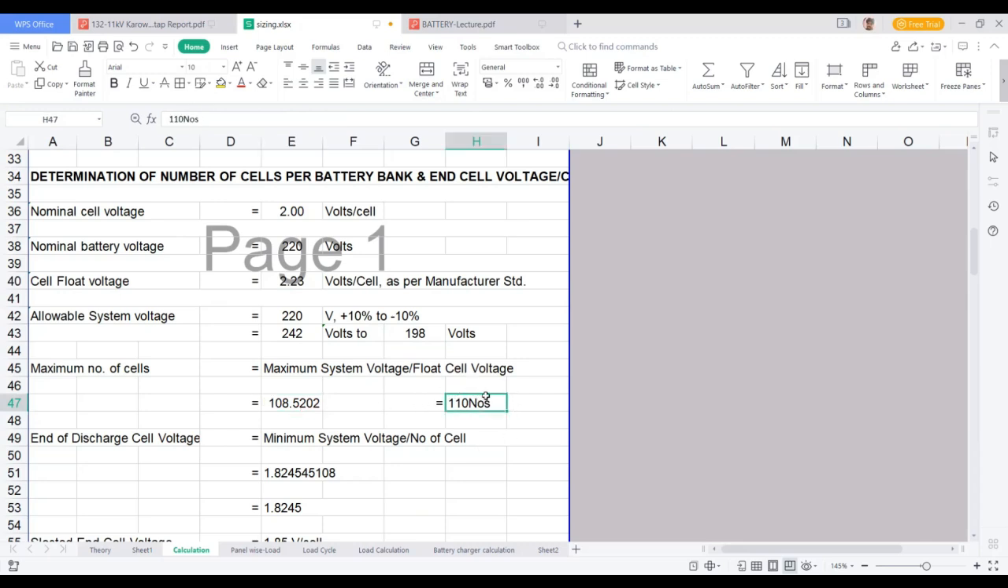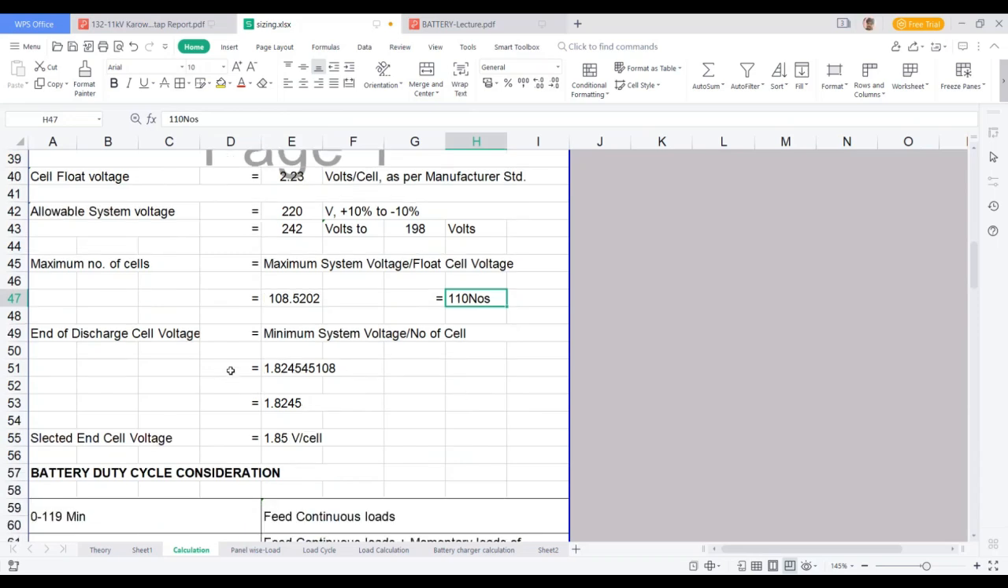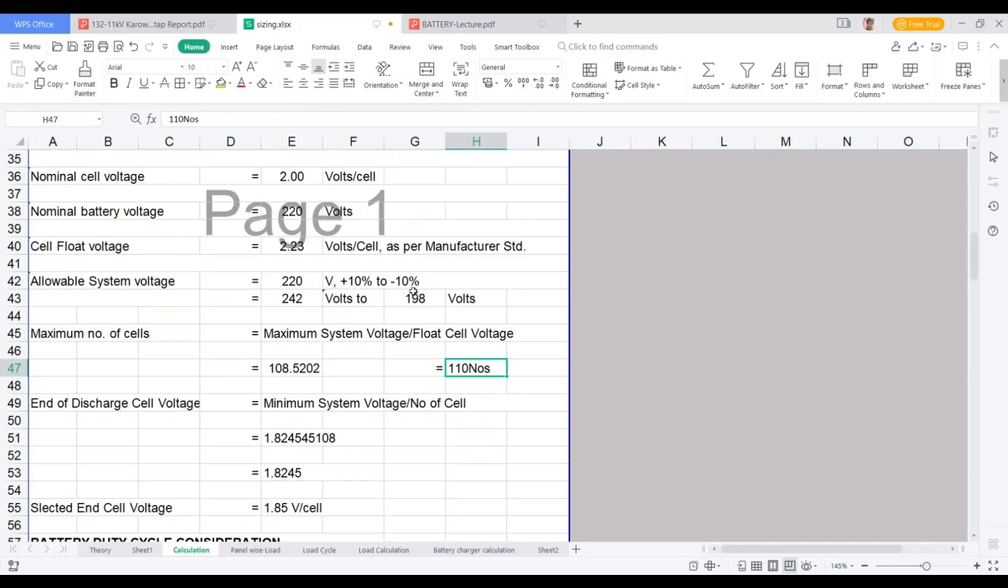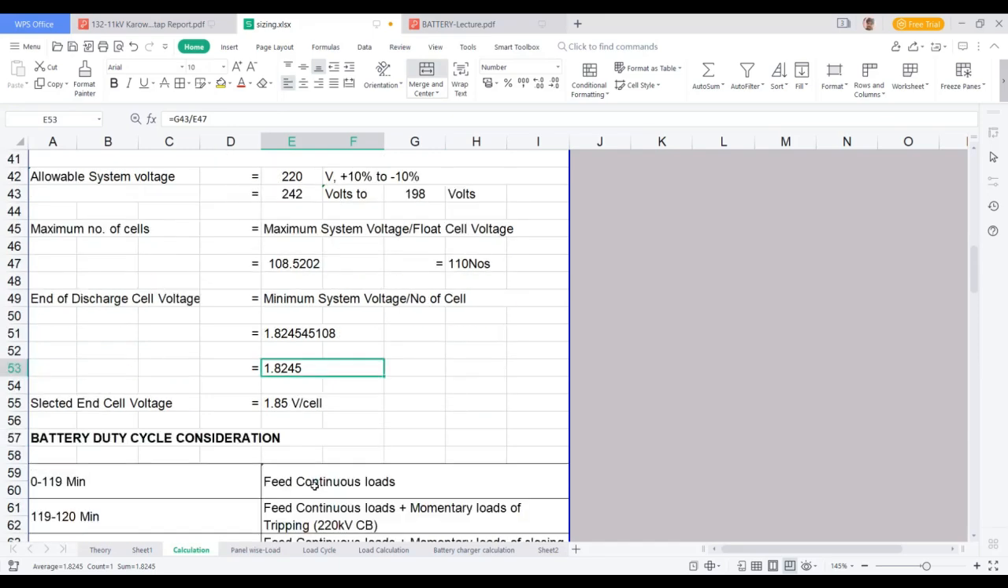Now, if I'm selecting 110 cells, then let's see. End of discharge cell voltage equals minimum system voltage divided by number of cells. 198 divided by 110 is 1.82. 1.82 is the end of discharge cell voltage, whereas I selected the cell voltage as 1.85, which is more. It's good.